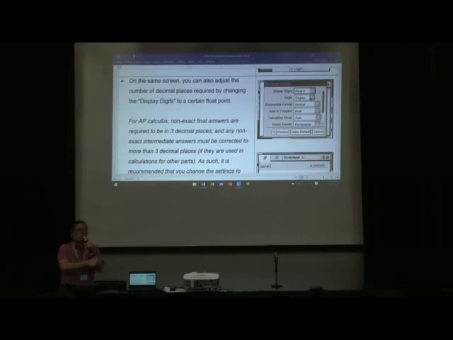Do all of you know that in your actual AP exam, for any non-exact answers, you are supposed to round off to how many decimal places? 3. Please remember this. This one is not physics; in physics you round off to 3 significant figures. For AP calculus, you have to round off to 3 decimal places, and for intermediate working, you have to round off to at least 4 decimal places.